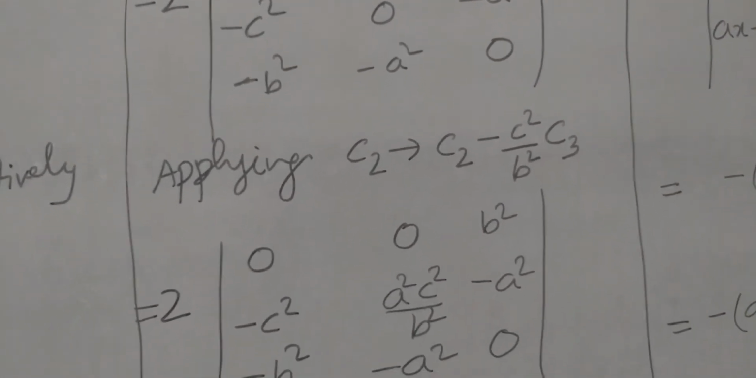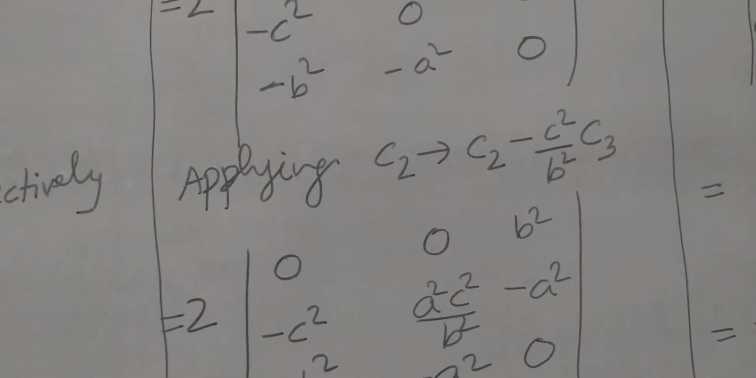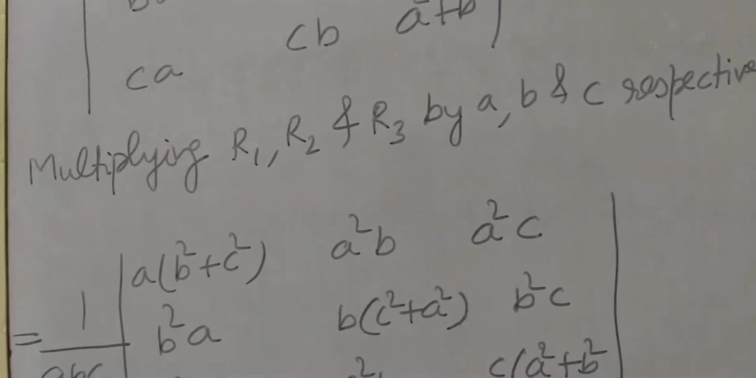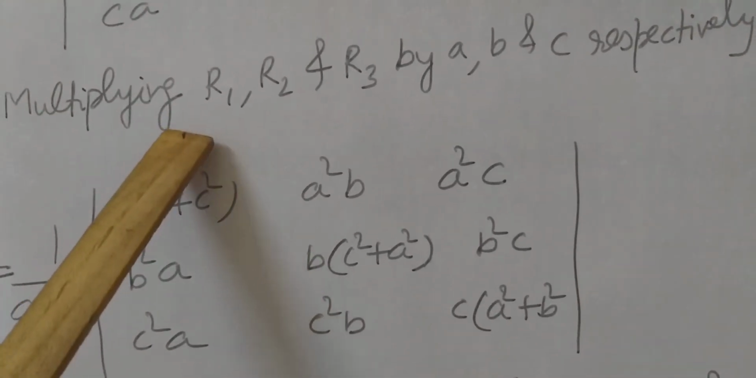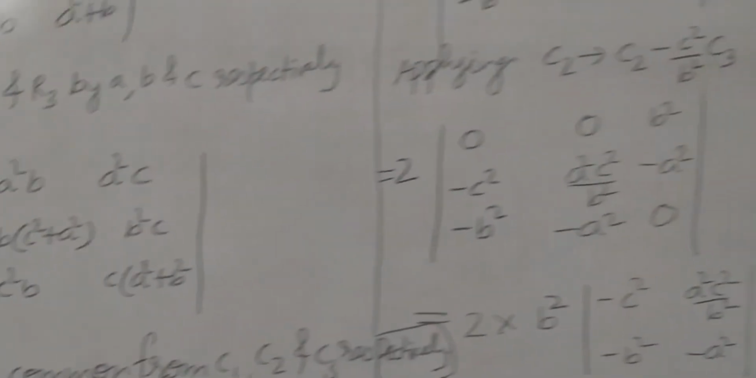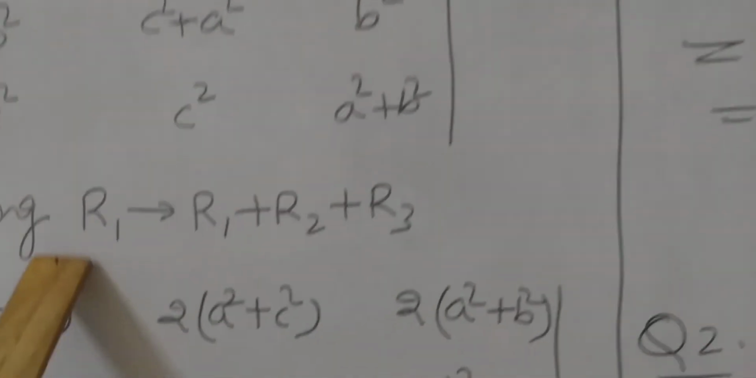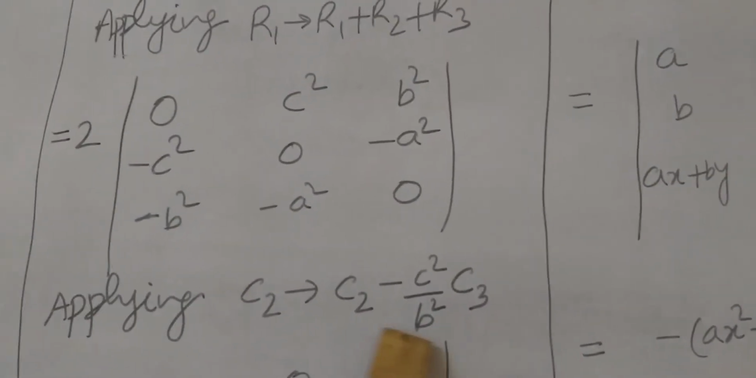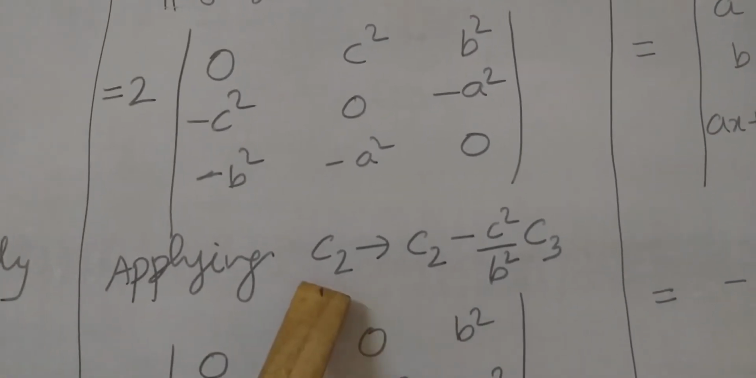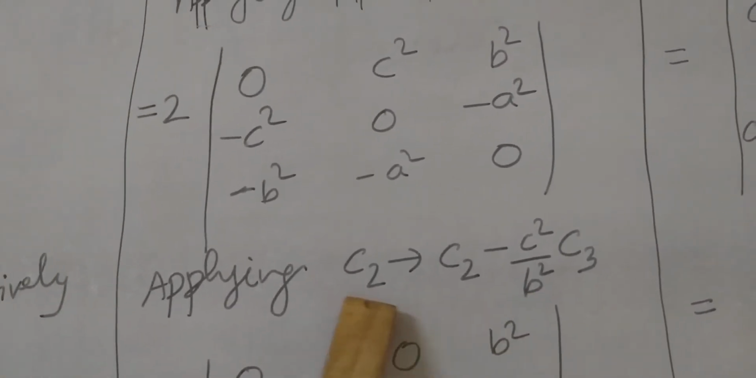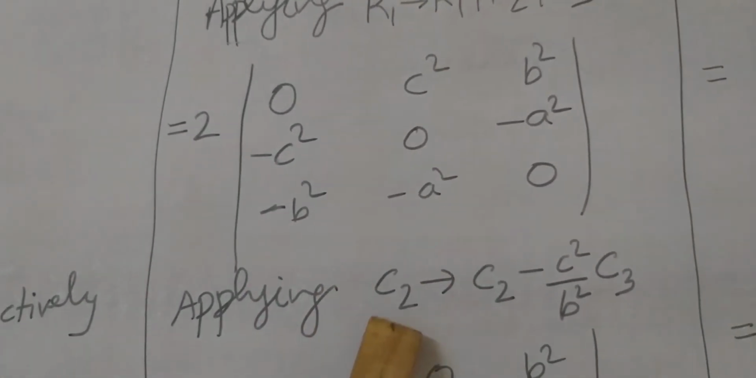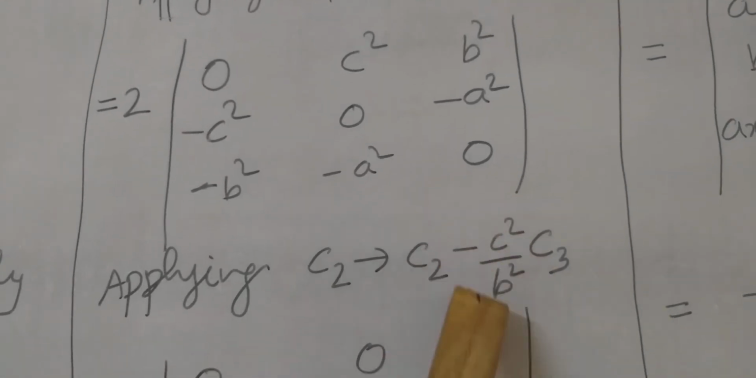Okay, students. In elementary row transformation, we used only row properties, not column. But in determinants we can use column as well as row properties in a question. So now I am going to use the property in column. I am going to change C2, students. C2 tends to C2 minus C square upon B square C3.